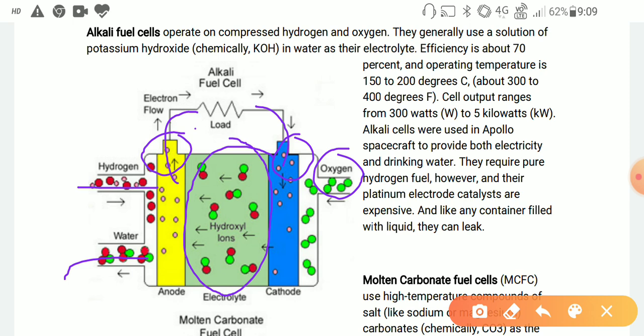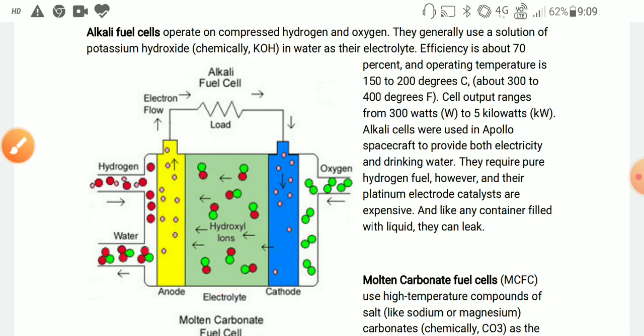In this case, the operating temperature is 150 to 200 degrees centigrade. Cell output ranges from 300 watts to 5 kilowatts. As I told, this can produce electricity and also drinking water as output. So this is a special case of the alkaline fuel cell.